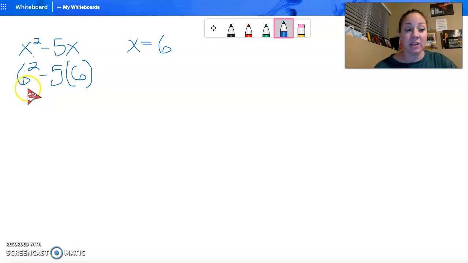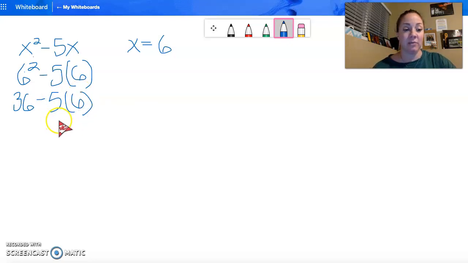So we evaluate our exponents next. And remember, when we are multiplying exponents, we are multiplying the same number by itself. So it would be 6 times 6, not 6 times 2. So 6 times 6 gets us 36. So we now have 36 minus 5 times 6. Then we go on ahead and we multiply 5 times 6. So we'd have 36 minus 30, because 5 times 6 equals 30. And 36 minus 30, we wind up with 6.